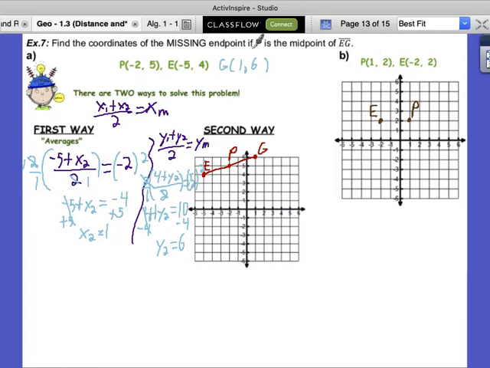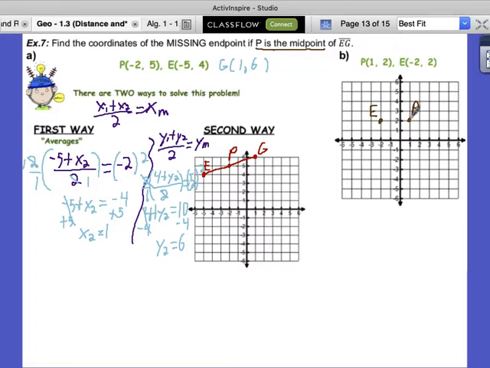Up here in the instructions, it says if P is the midpoint. So we know P is the midpoint. It says so in the instructions, okay? It's helpful to read the instructions, right? So P is the midpoint. That means E is the other endpoint.